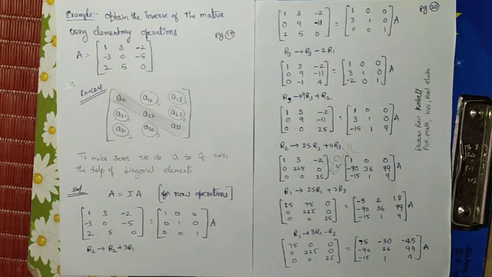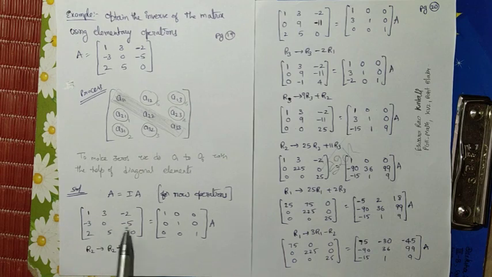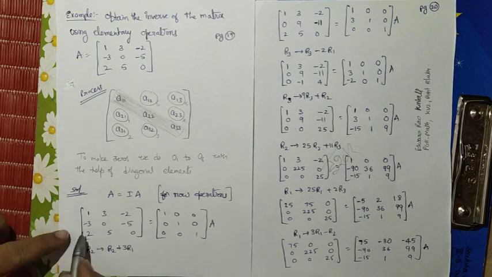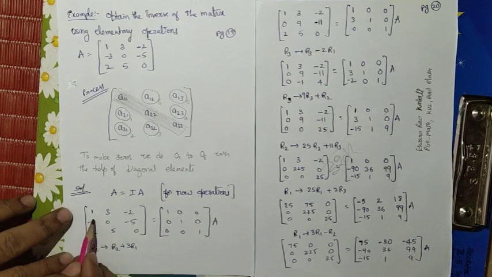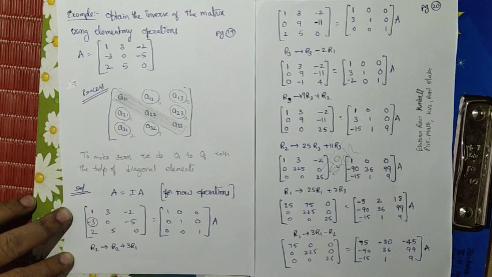So what is operation 1? Write 1 3 minus 2, minus 3 0 minus 5, 2 5 0 is equal to the identity matrix into A. I am applying row 2 is row 2 plus 3R1. Why? Because I needed this to be 0. This one I wanted 0. That is the reason minus 3 plus 3 will be 0. That's why 1 must be multiplied by 3. Row 2 is row 2 plus 3R1.